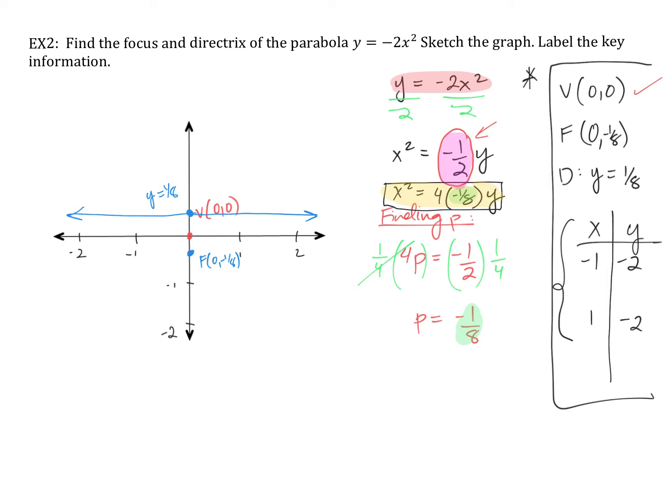Next thing to do is to put in my 2 other points. So negative 1, negative 2. And then 1, negative 2.